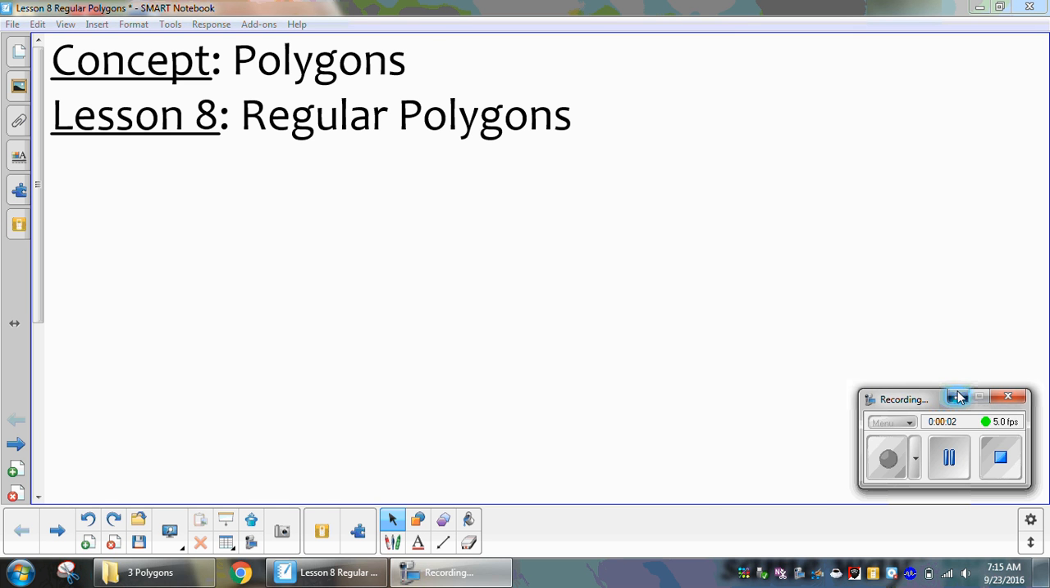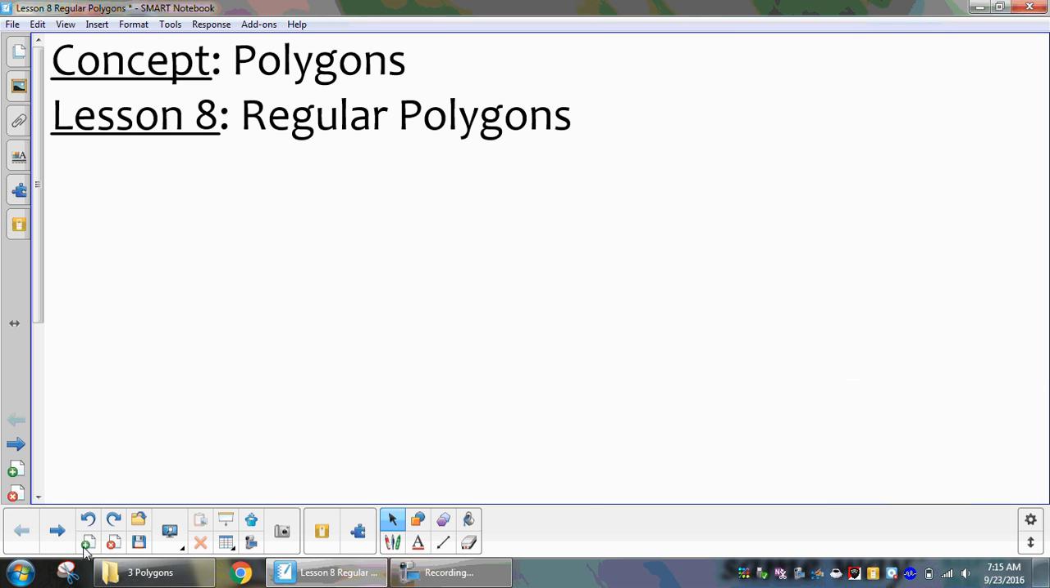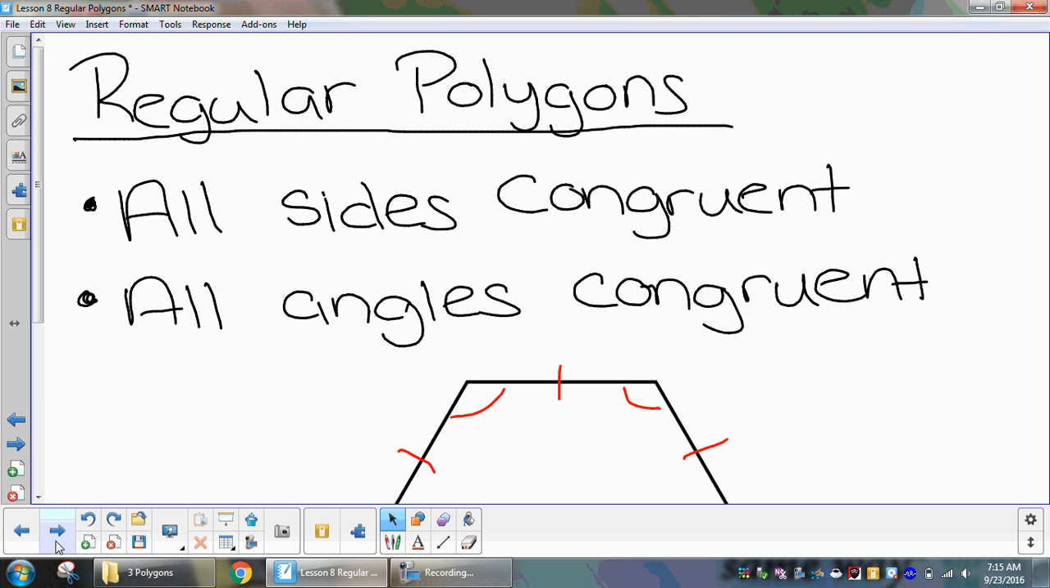Hey y'all, today we're going to talk more about polygons, and in this case we're going to talk about special polygons that we call regular polygons. So regular polygons are probably the polygons we're used to seeing. They're the ones that look really nice, and they look that way because all of the sides are congruent, which means they're all the same length, and all the angles are congruent, which means they're all the same degree measure.